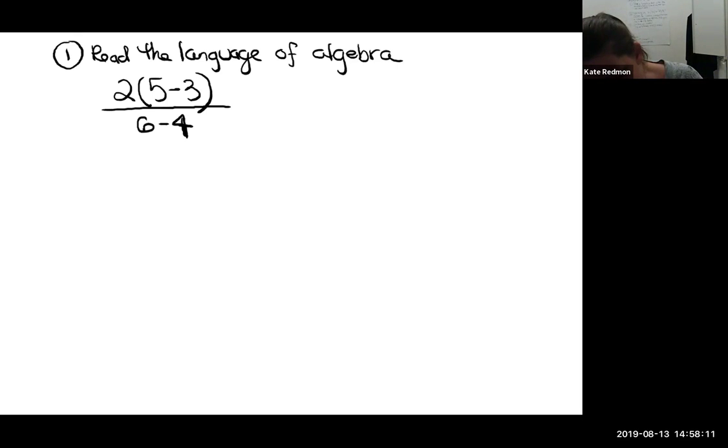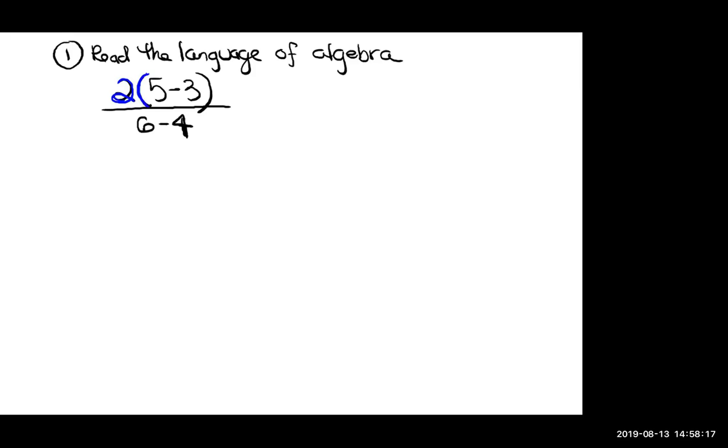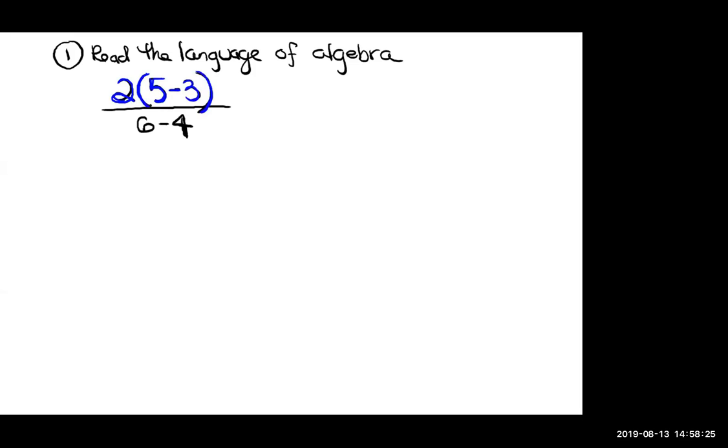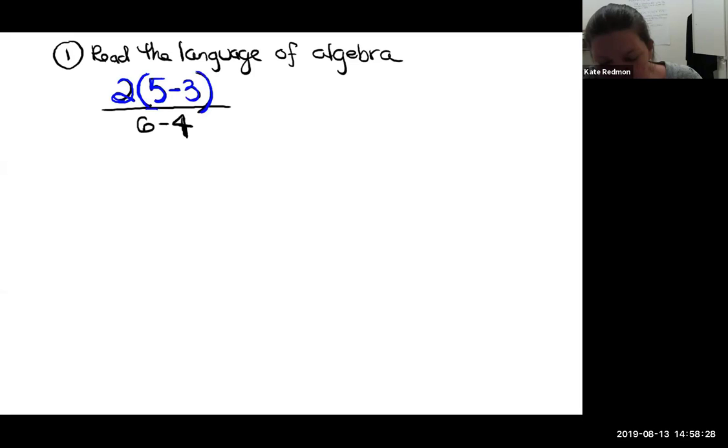Of course, this part's easy. I have 2. But what is this 2 doing if it's shoved against this parentheses? It's multiplying by 5. So I read 2 times the quantity of 5 minus 3. Is that good? Does that make sense? Yep. And then it's all over. Well, what did we say it meant if it was over something? It's dividing. Yes, divided by, and then of course this is just 6 minus 4. So you just have to know how to read those symbols to know what the problems are asking you to do. Make sense? Yes.